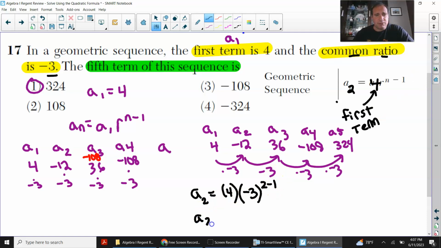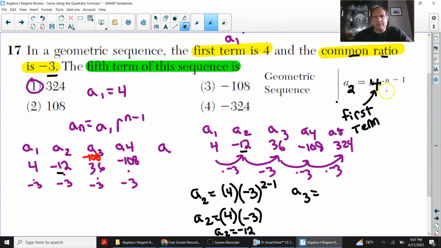So you have a sub 2 equals 4. Put everything in parentheses, times negative 3 to the first power. 2 minus 1 is 1. A sub 2 is negative 12. And that's what I have. Then if you wanted to go to a sub 3, now the n is 3. Let me get this out of the way because it's confusing now. The first term is always 4. Times r. The common ratio is always negative 3. And then n minus 1 is 3 minus 1, so it's squared.